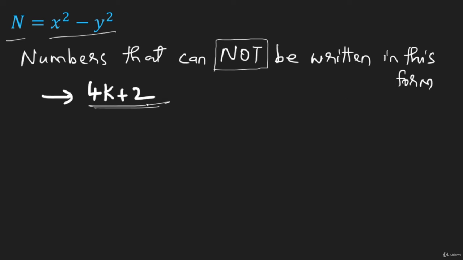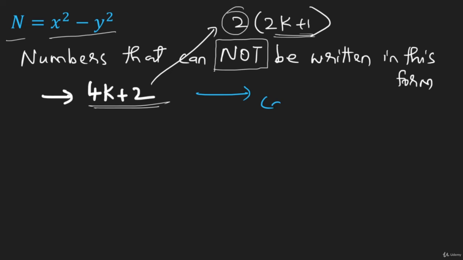If I factorize 4k plus 2, I can write it as 2 into 2k plus 1, right? So this is an even number, this is an odd number, right? So these type of numbers cannot be written as even into even or odd into odd. That's why these numbers cannot be expressed in the form x square minus y square.